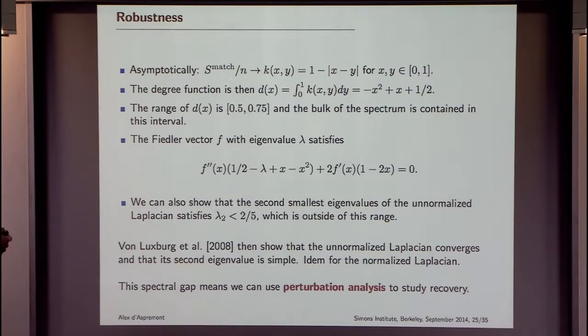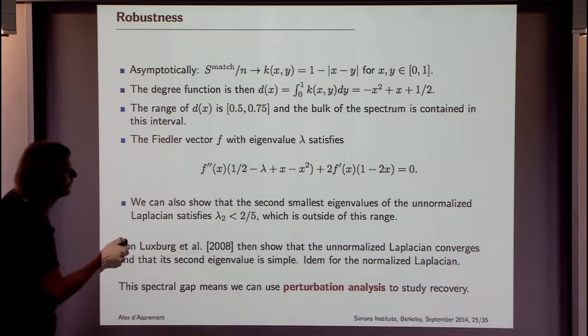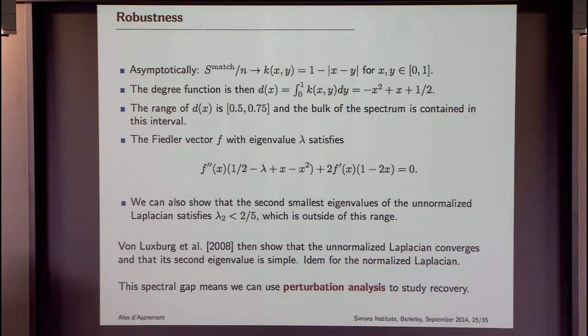Asymptotically, S-match normalized converges to this linear operator. The degree function has this explicit format. You know, based on these results, that the range of the degree is between 0.5 and 0.75. And you know from this paper that the bulk of the spectrum has to be contained in this interval. You can also show that the second eigenvalue is outside of this interval. You can control the gap. And so you can control the stability of the perturbation argument in this case.